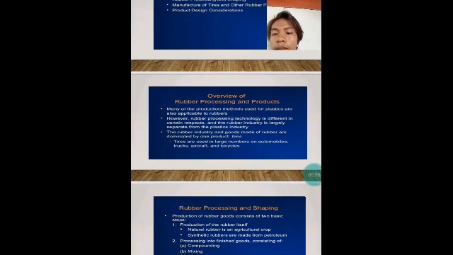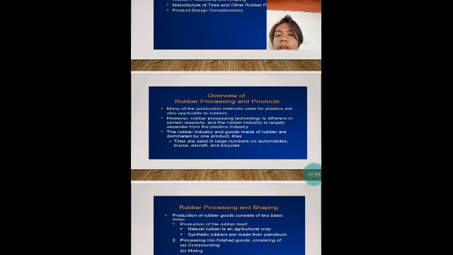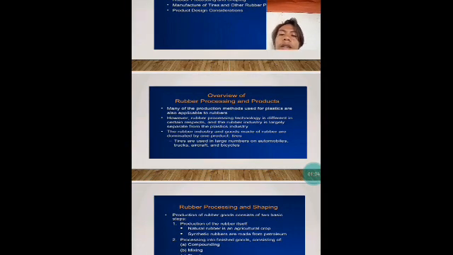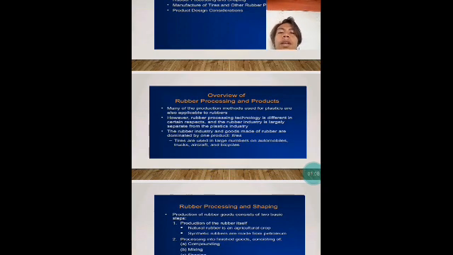And next is the rubber industry, in which goods made of rubber are dominated by one product, tires. Tires are used in large numbers on automobiles, trucks, aircraft, and bicycles.